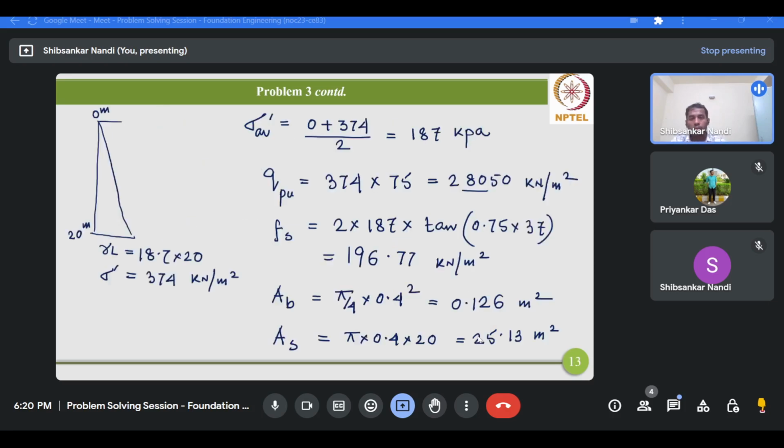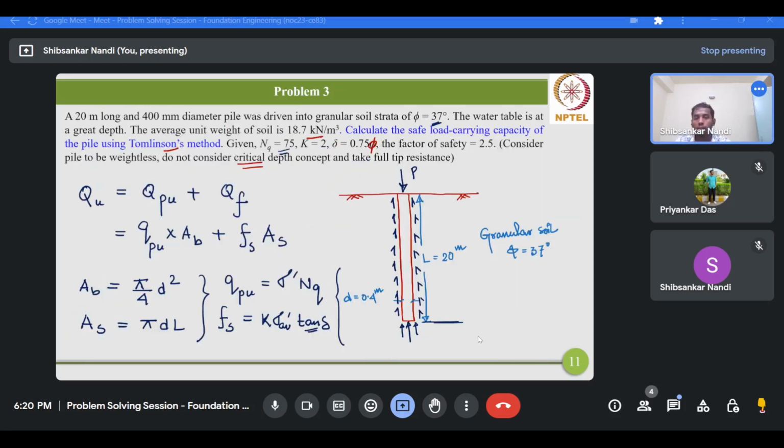So in this way, you can calculate the safe load carrying capacity where the pile dimension is given, that is the diameter and the length of the pile. The soil properties are given, and the bearing capacity factor, the earth pressure coefficient, and the delta value are given. In addition, the recommended factor of safety is also given. Please keep in mind that for this problem we didn't consider any critical depth concept, and we have taken the full tip resistance.